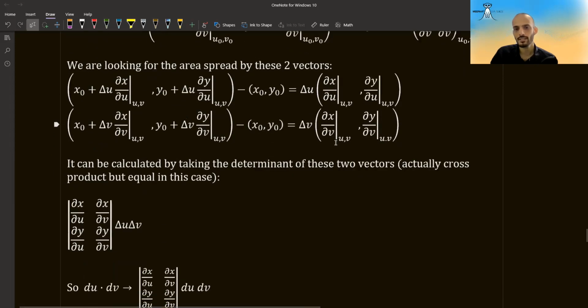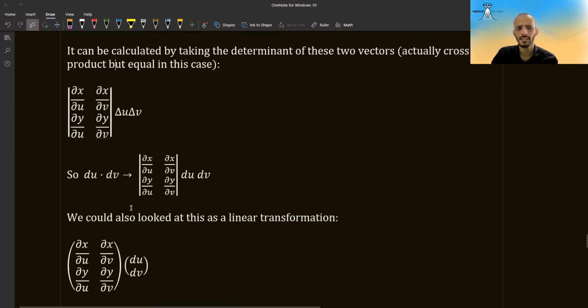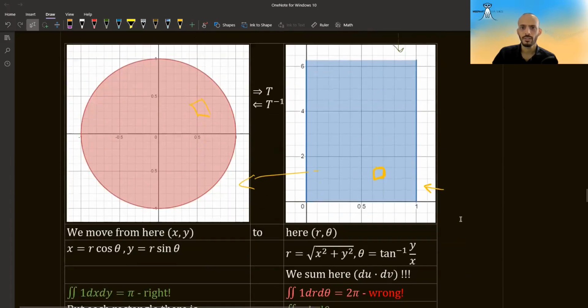There are a few ways you can do this. One way is to look at it as a cross product: go to one higher dimension, use the cross product, and get it. The determinant or the cross product of this is equal to this, and this we can just call the Jacobian. Another way to look at it is to say that what is actually happening is a linear transformation of the du dv. So we took some point here and did a linear transformation of du dv, and now it's some other form here.